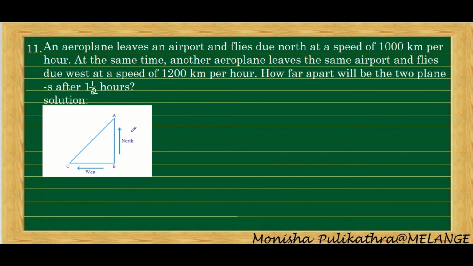At the same time, another aeroplane leaves the same airport and flies due west. So let us consider the first aeroplane is A and the second aeroplane is C. The next aeroplane flew to the west at 1200 km per hour. How far apart will the two aeroplanes be after 1.5 hours? After 1.5 hours, we need to find out at what distance these two aeroplanes are.